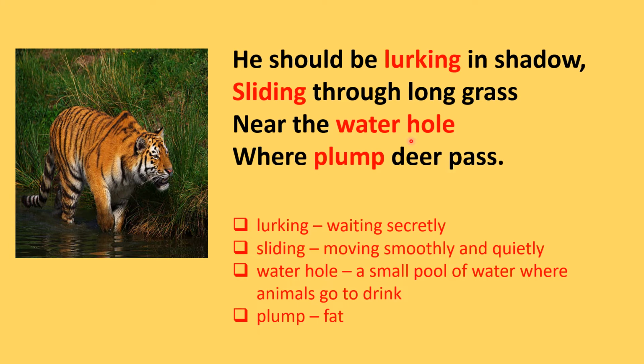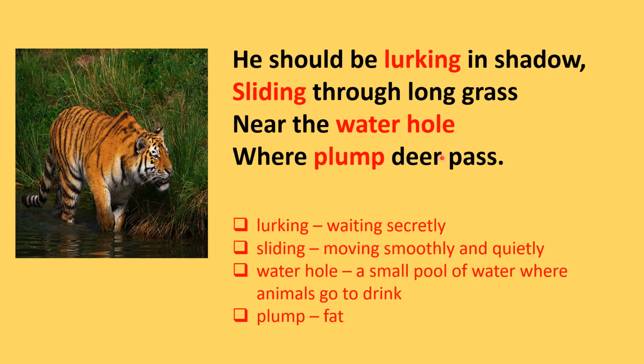So why does he hide near the water hole? Why does he move near the water hole? Because he knows some animal may come there to drink water and he can easily attack that animal and have his food. So, where plump deer pass. He knows that some fat deer will come that way to drink water and he can attack that deer and have his food. So this is his natural behavior in the forest.